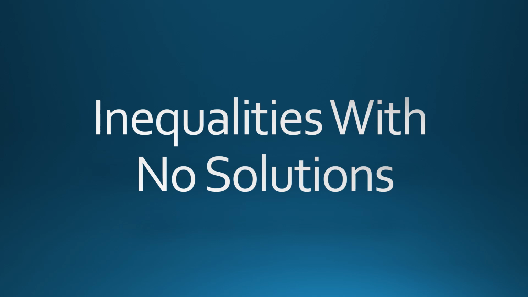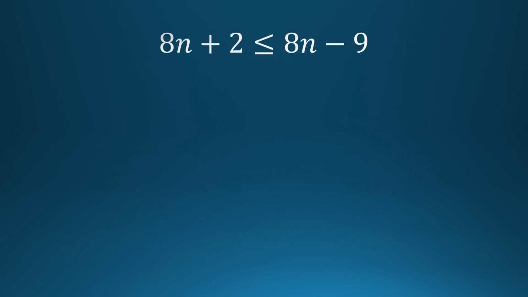In this video, we're going to talk about what it looks like when inequalities actually have no solutions. So let's look at a few examples and talk about them. This first example here. Anytime you see an inequality, you always want to approach it by solving for the variable, getting the variable by itself.